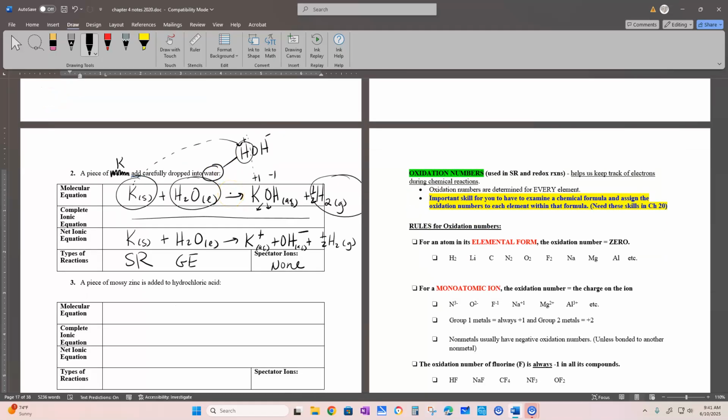A piece of zinc, mossy zinc, so that's a solid, and is added to hydrochloric. Well, hydrochloric is HCl.